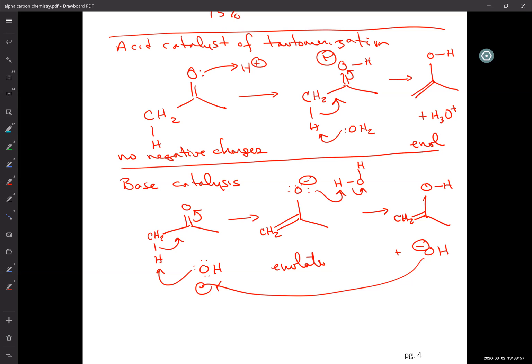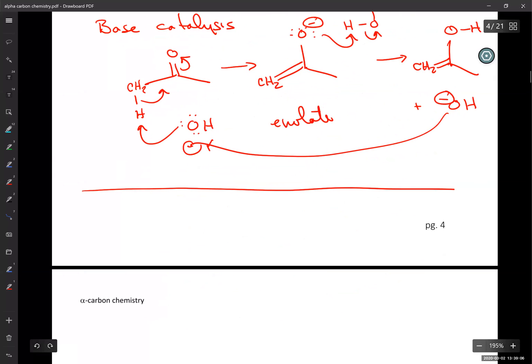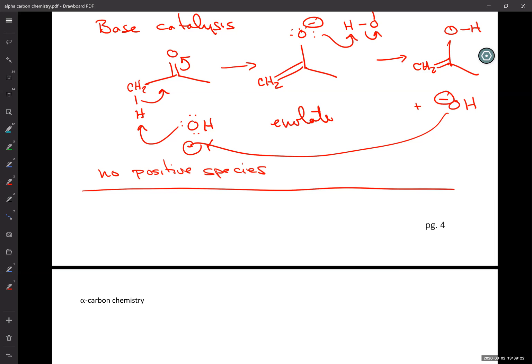Again, using the same sort of principles that we used in looking at carboxylic acid derivatives, right? No positive species. So to help you remember you're getting the mechanisms right, under acid catalyst, no negatives, only positives and neutrals, and then under base catalysis, it's only negatives or neutrals and no positives.